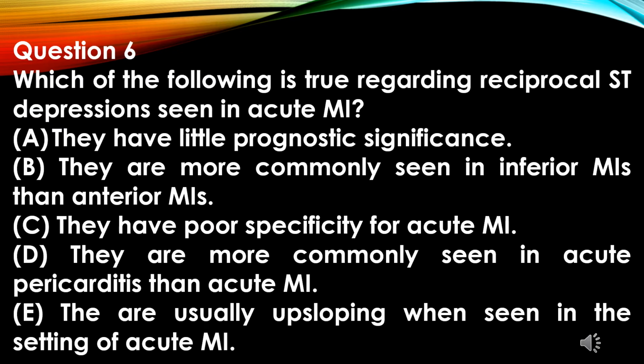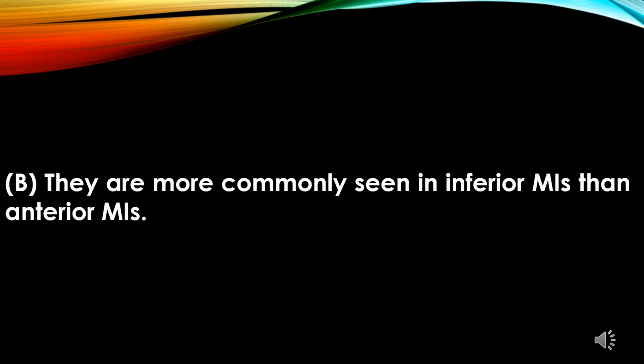Question 6. Which of the following is true regarding reciprocal ST depressions seen in acute MI? A. They have little prognostic significance. B. They are more commonly seen in inferior MI than anterior MI. C. They have poor specificity for acute MI. D. They are more commonly seen in acute pericarditis than acute MI. E. They are usually upsloping when seen in the setting of acute MI. B. They are more commonly seen in inferior MI than anterior MI.